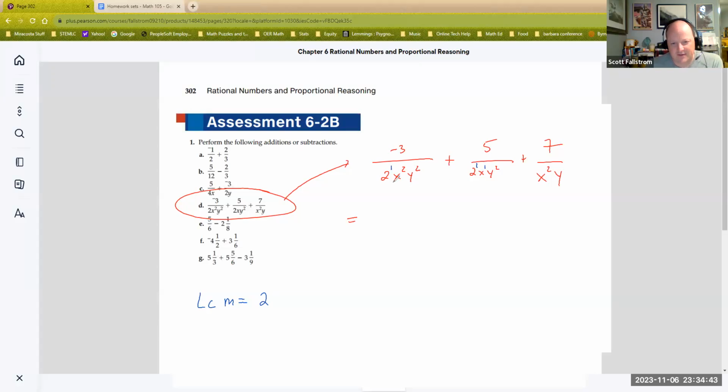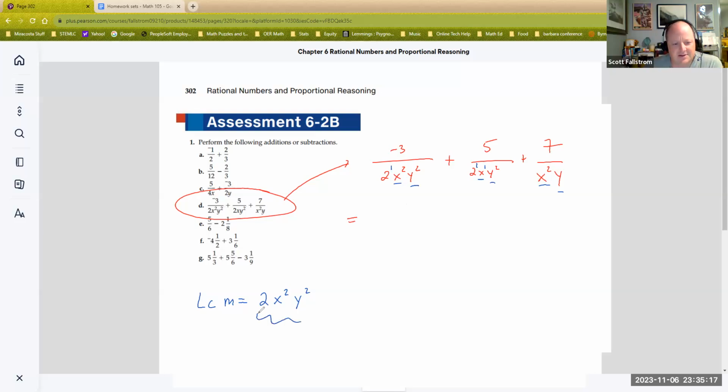Then I have an x squared in this one. I have an x squared here, which is great, and then I have just an x. So I need an x squared. And then I have a y squared and a y, which means I need a y squared. So this is the least common multiple, which would also be known as the least common denominator. Don't get confused when they say LCD, least common denominator, they really mean the least common multiple of the denominators. Just making sure that's clear.